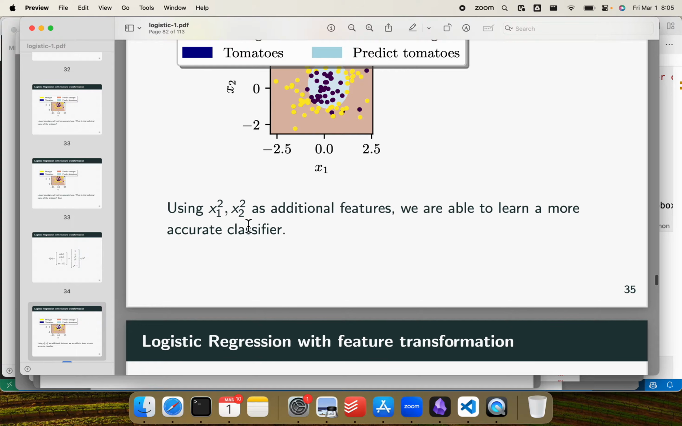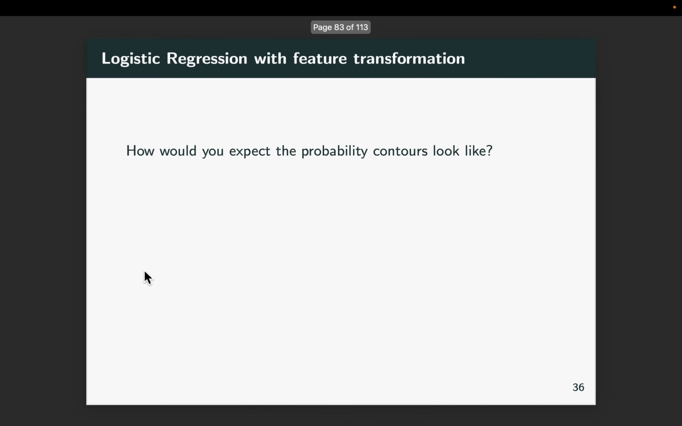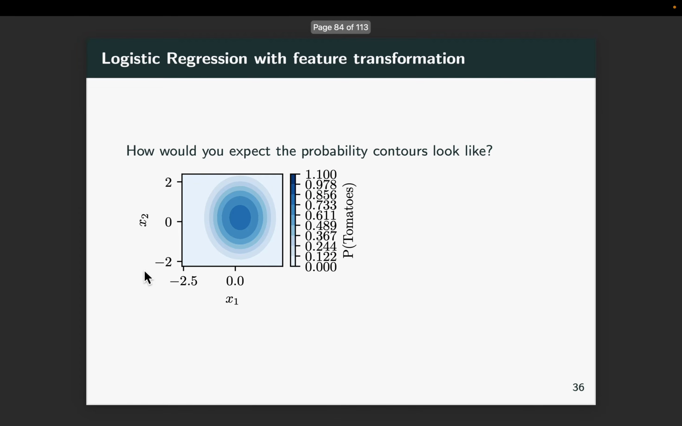Now, if we were to look at the probability contours, which is the probability of class 1, we'd be able to see them as these circular surfaces, which is again confirming that we've been able to do a good job at classification using the additional features that we had.